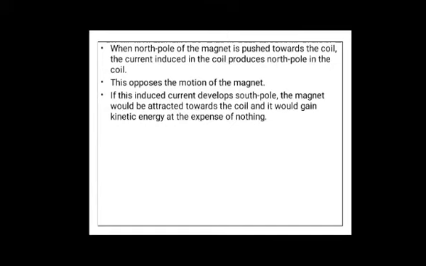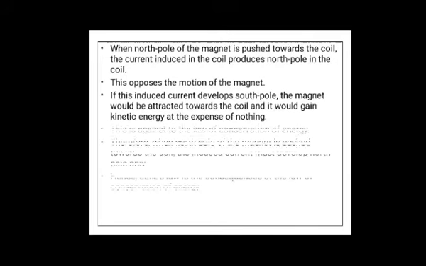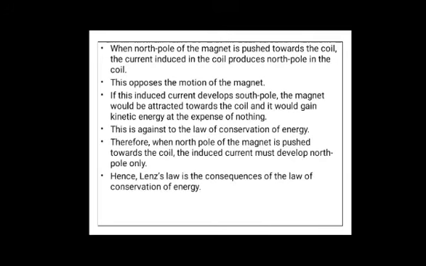Then it would gain kinetic energy at the expense of nothing, correct or not? Means what? Conservation of energy is not holding good. So this is against the law of conservation of energy. Therefore, when the north pole of the magnet is pushed towards the coil, the induced current must produce a north pole only. Means it should flow in the anti-clockwise direction only, correct? Hence Lenz's law is the consequence of the law of conservation of energy. I hope this point is very clear.